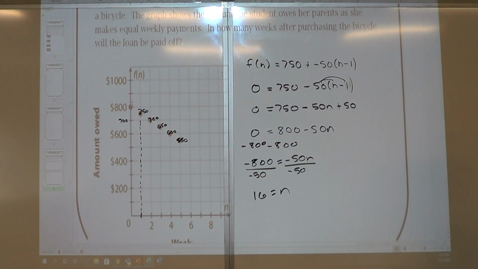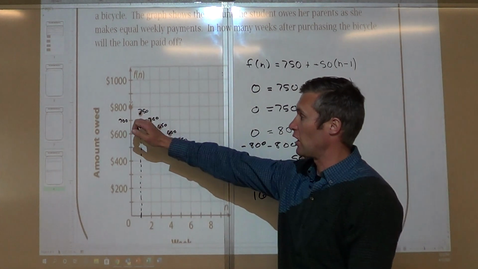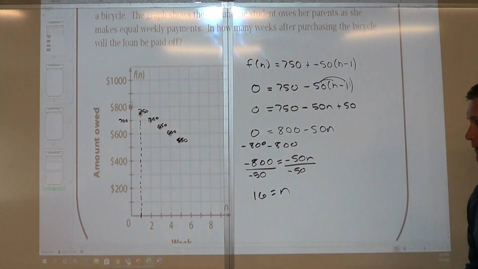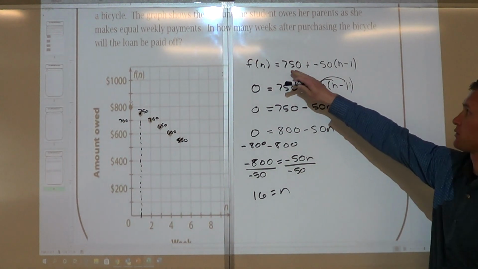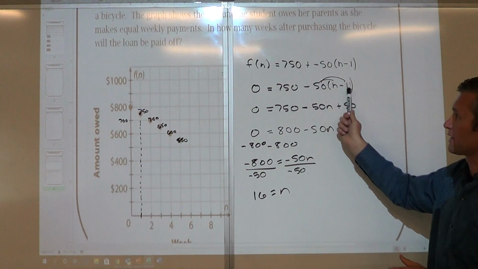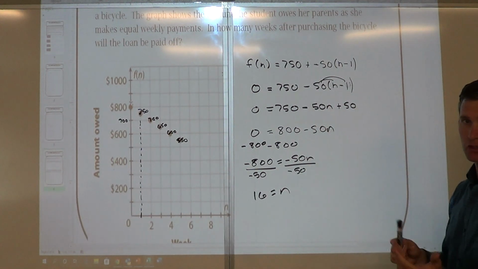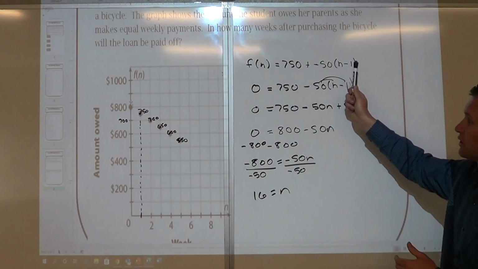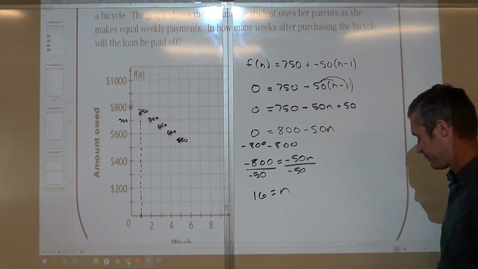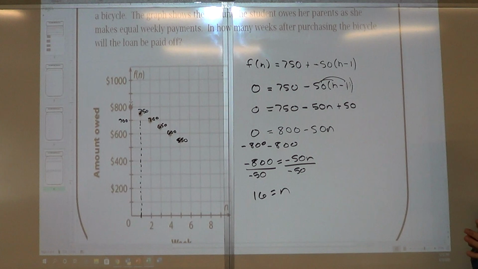You could also think about it this way: if the loan's $800 and she's paying $50 off every week, you could also do it that way. But that's a way for us to look at a pattern, and from that pattern write an explicit formula, and then be able to solve either for the number of weeks or the value that term would be as we go forward. So that's on arithmetic sequences.